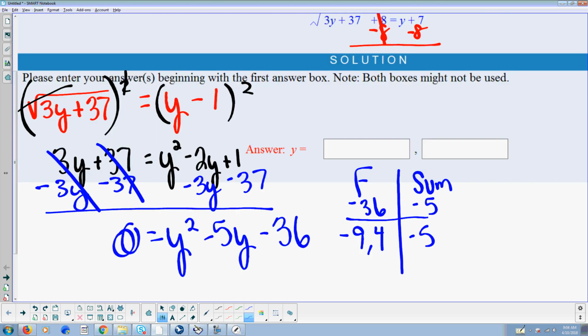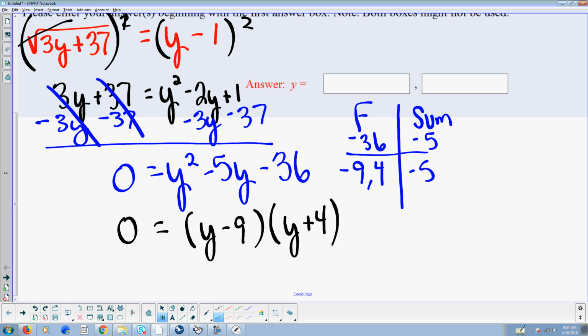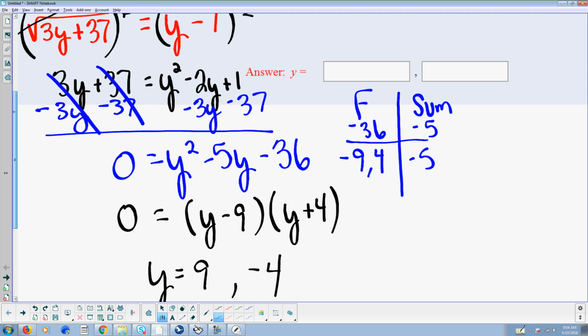I don't know why it's doing that. Okay, try again, change colors. To y minus 9 times y plus 4. And then, according to the zero product property, each of those could be set equal to 0 to solve. So that gives me a solution of 9 and negative 4. But remember, when we solve a radical equation, we have possible solutions because when I square both sides of an equation, I could have introduced an extraneous solution. So I do have to go back and check positive 9 and negative 4 as solutions.